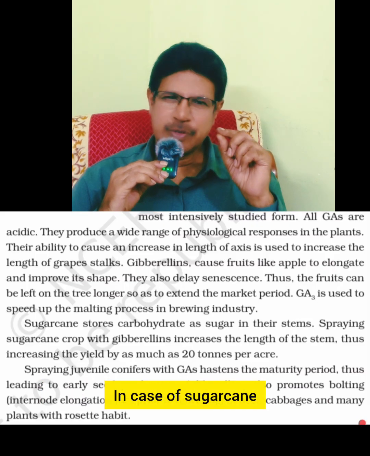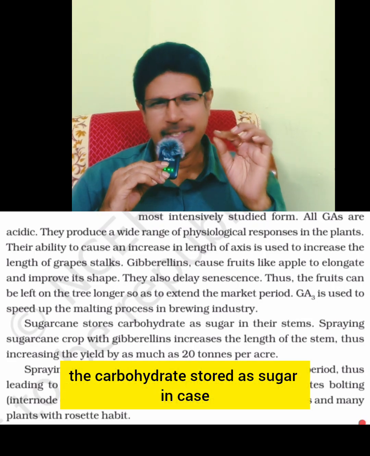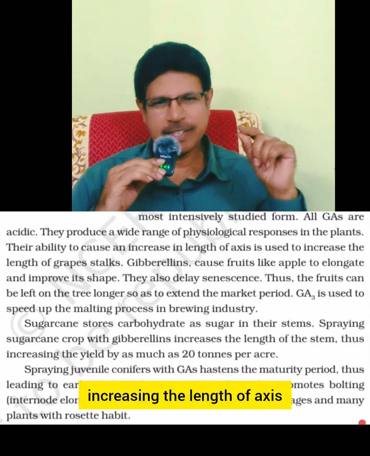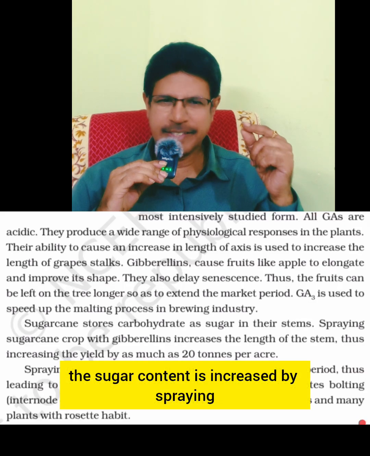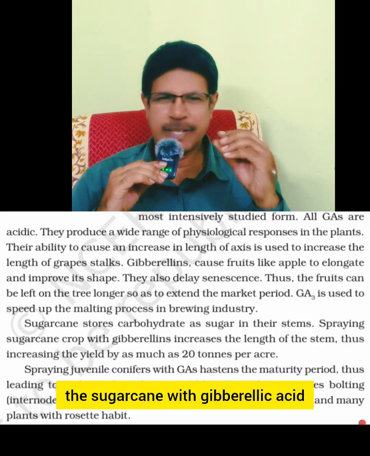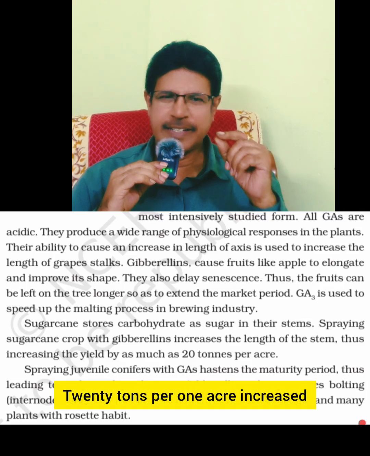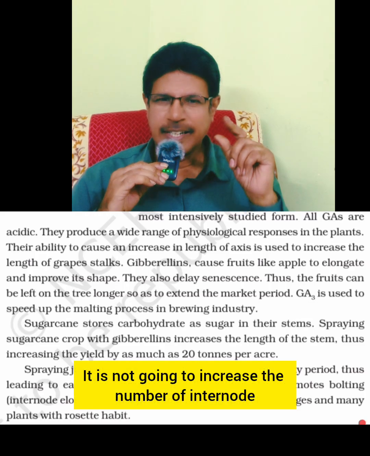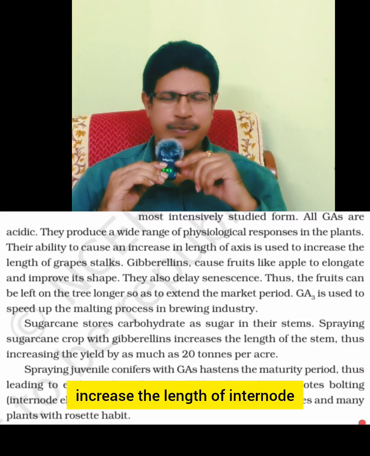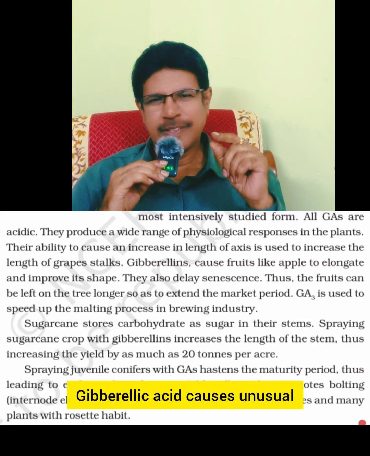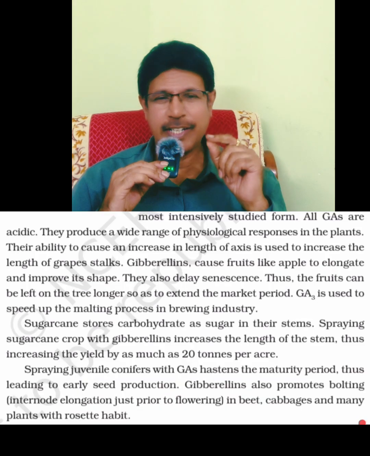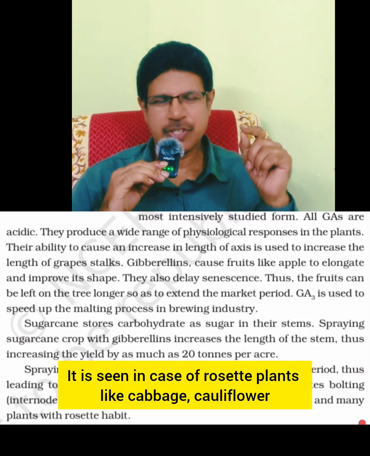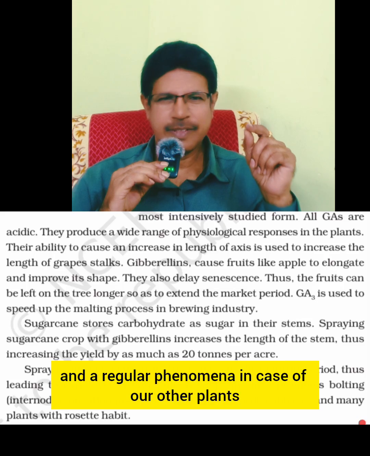Next, in sugarcane, carbohydrate is stored as sugar in the internodes of the stem. As gibberellic acid induces cell elongation, increasing the length of the axis, the sugar content is increased by spraying the sugarcane with gibberellic acid. 20 tons per acre are increased because of the use of gibberellic acid. It does not increase the number of internodes, it increases the length of internodes. Next, gibberellic acid causes dramatic stem elongation, internodal elongation just before flowering. It is seen in rosette plants like cabbage and cauliflower, and is a regular phenomenon in other plants.